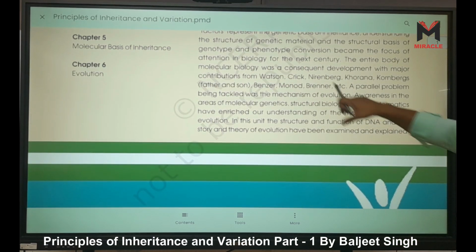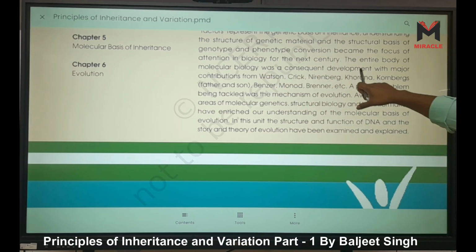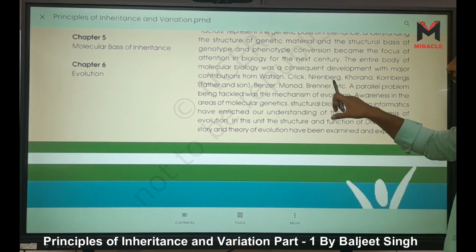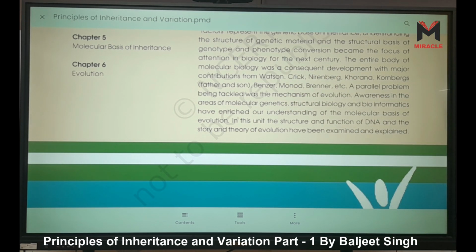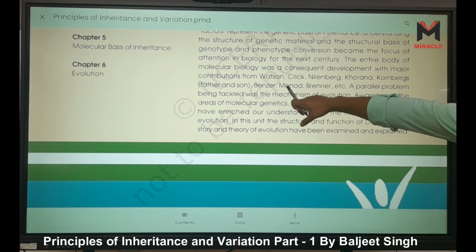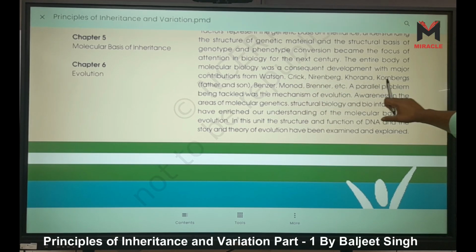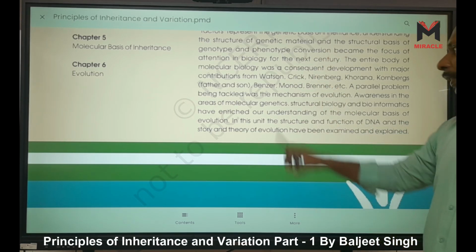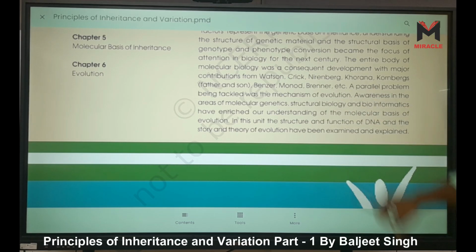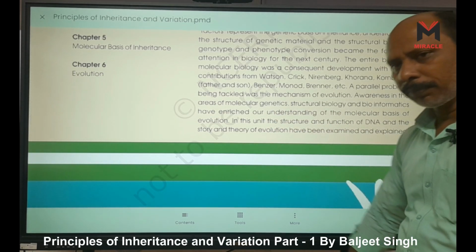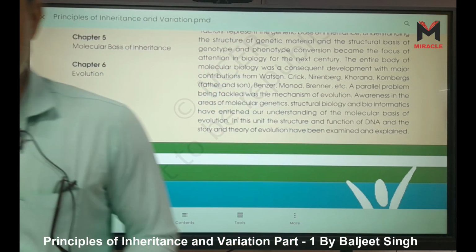The entire body of molecular biology was a consequent development with major contributions from Watson, Crick, Nirenberg, Khorana, Kornberg, that is father and son, Nirenberg and Kornberg, Sanger, Monod, Brenner, etc. These are the scientists who made major contributions in this field. A parallel problem being tackled was the mechanism of evolution: how variation comes and how a new species is formed.